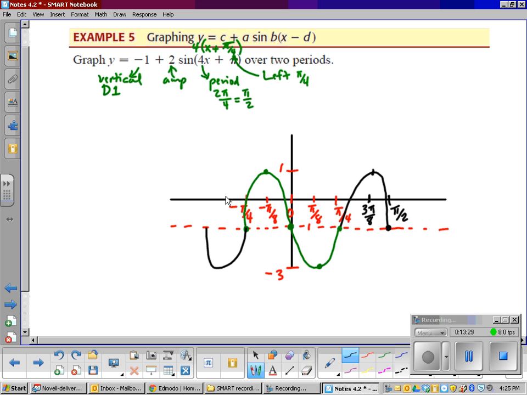I can just write the negative values on the other side because of the symmetry of the graph. And I've completed the graph over 2 periods.